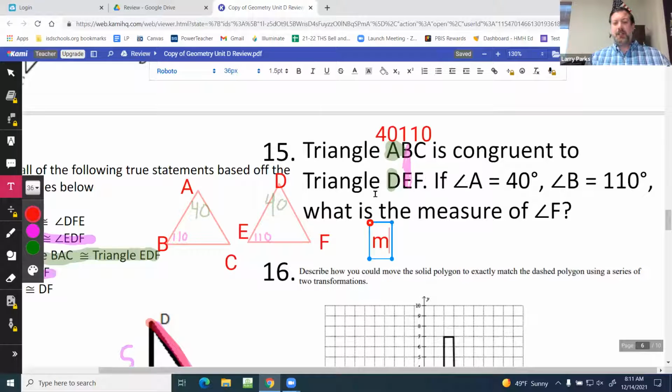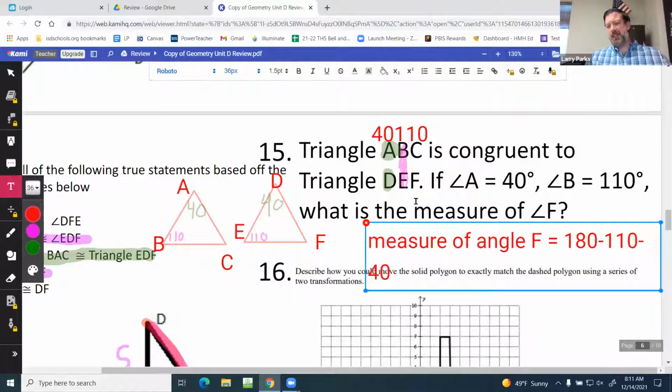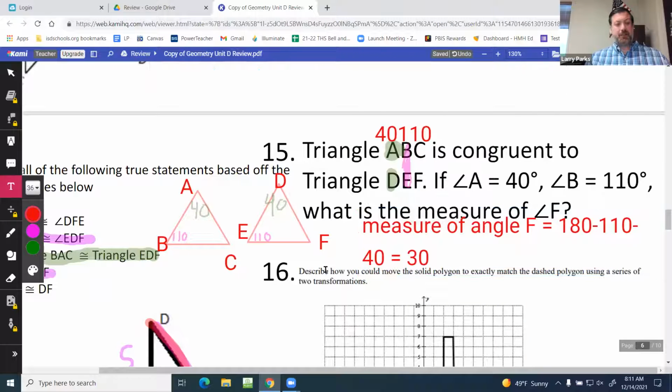Sorry. So to find the measure of angle F, I would just take 180 minus 110 minus 40, that's 180 minus 150, that'd be 30 degrees. Okay, so the answer is 30.